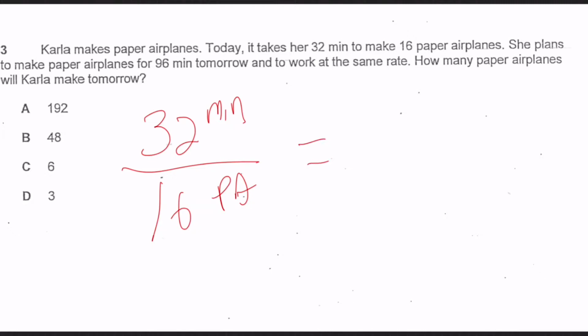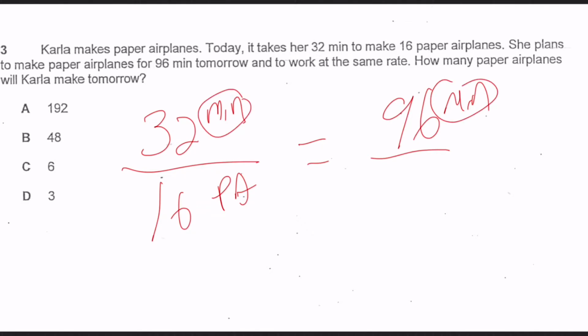Now, we know that tomorrow she's going to work for 96 minutes. I'm going to put the 96 on top because that's where my minutes are. If I had put it on the bottom, on the same level as the paper airplanes, this wouldn't work out. So the minutes have to line up together. So I've got 32 minutes on the top, and I've got unknown on the bottom. We don't know how many paper airplanes she's going to make. That's what we're trying to figure out.